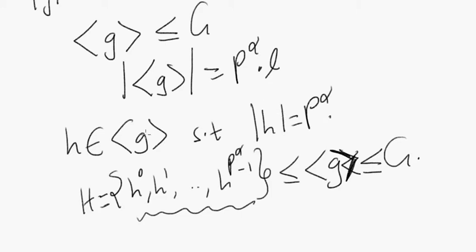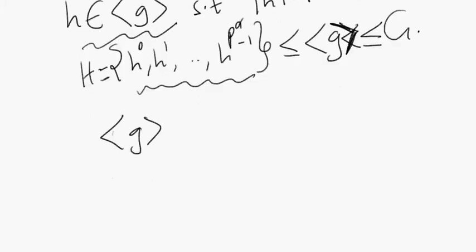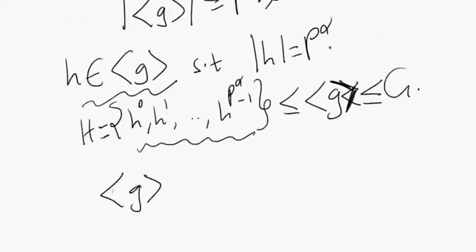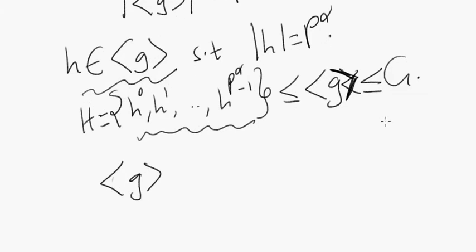So the question becomes, how do we know that this element h of the subgroup generated by little g exists? That is, how do we know that the subgroup generated by little g has some element whose order is p to the alpha? And the idea here was, well, let's think about the element g to the L.